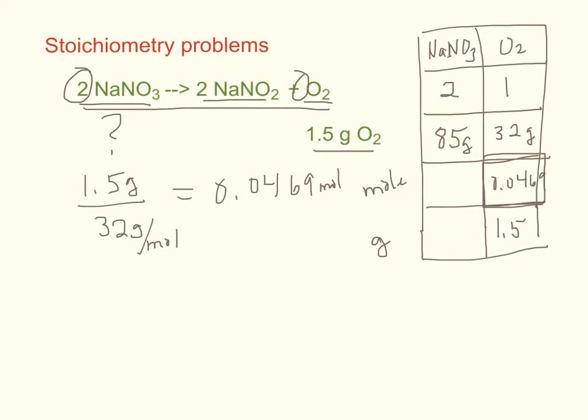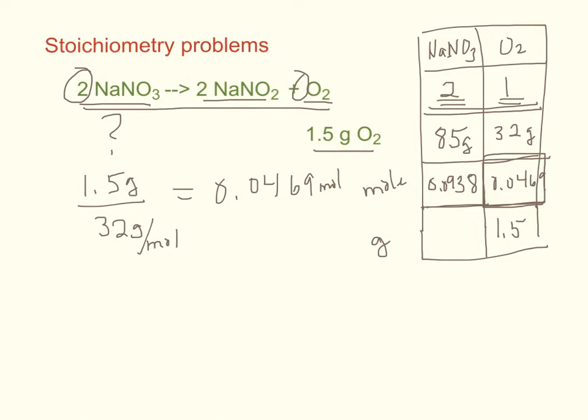So that would go into here, 0.0469. And since our mole ratio, for every 1 mole of oxygen we get 2 moles of the sodium nitrate, then we just double that amount to say how many moles of sodium nitrate corresponds to this amount of oxygen. So that would be 0.0938 if we just doubled 0.0469.